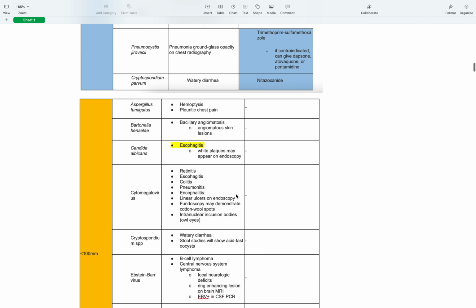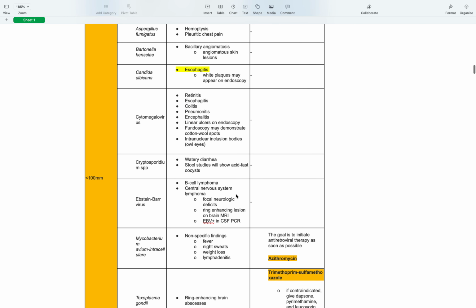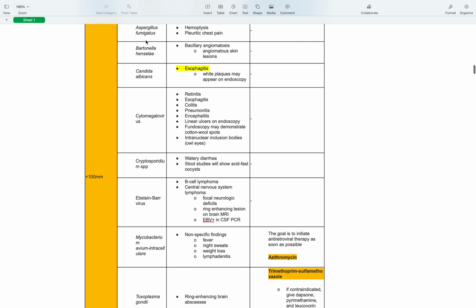A CD4 count of less than 100 causes a variety of infections. First is a fungal infection by Aspergillus fumigatus, which can result in hemoptysis and pleuritic chest pain. Bartonella henselae causes bacillary angiomatosis. Candida albicans can cause esophagitis. White plaques may appear on the endoscopy.